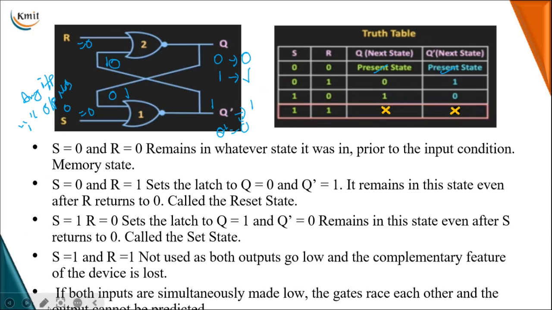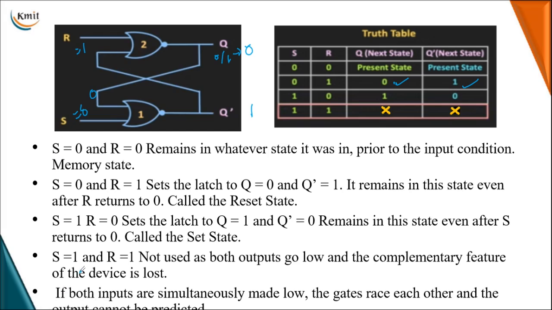Now if S and R inputs are 0, 1, so S input is 0 and R input is 1. The present state is 0 or 1. The output of this NOR gate will give you 0, and that 0 is transferred, so Q bar will become 1, the complemented state. So when the S input is 0 and the R input is 1, it will reset your flip-flop.